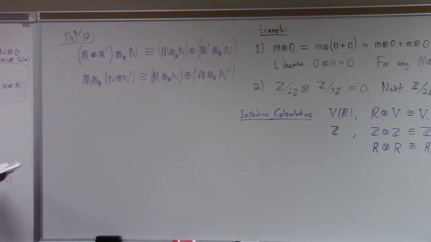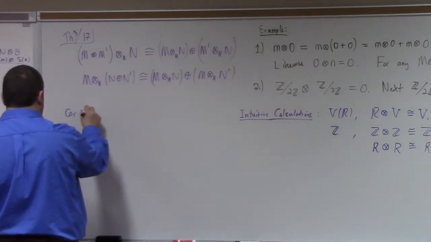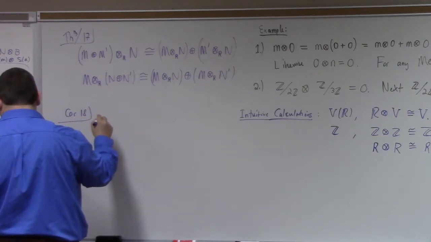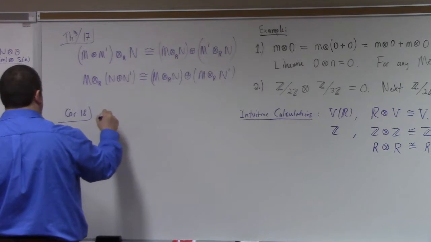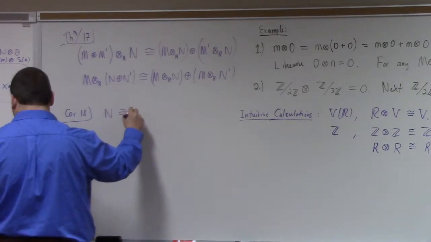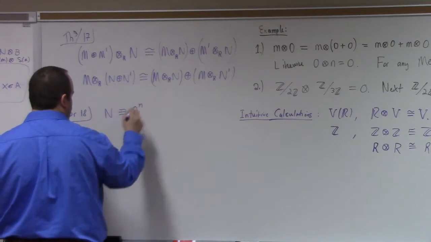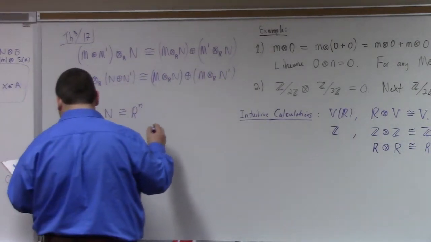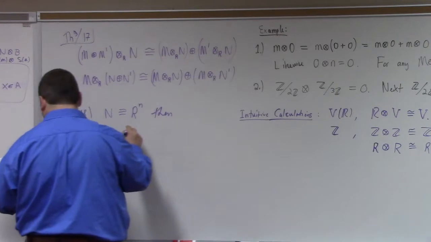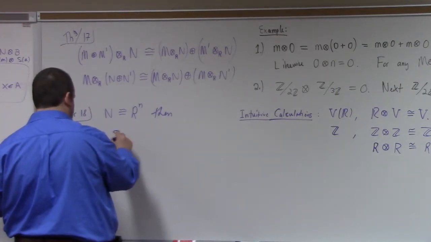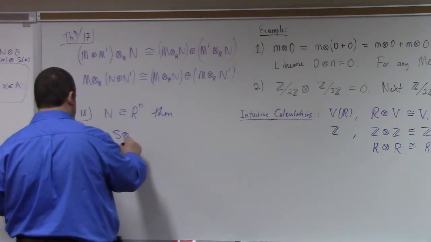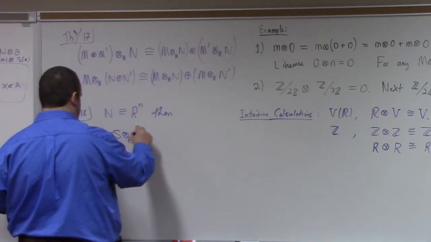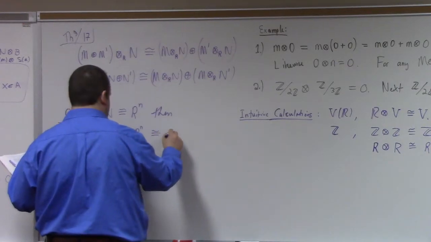And then corollary 18 here says something I've told you already. It says that if we have a module n which is, up to isomorphism, the free module of invariant basis number n, which I have not defined. So if you have an R-module n which is, up to isomorphism, just R^n, then S tensor R^n is isomorphic to S^n.